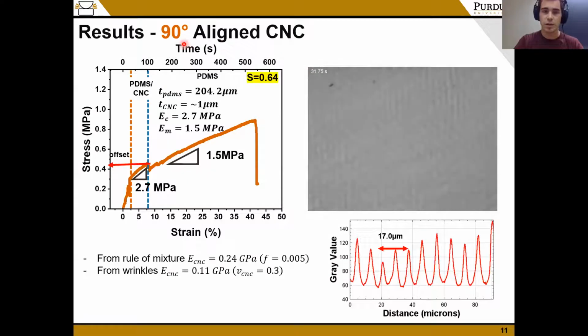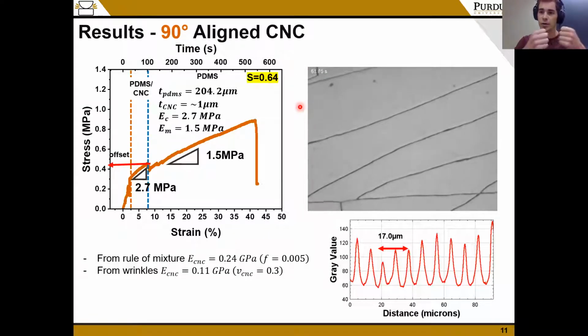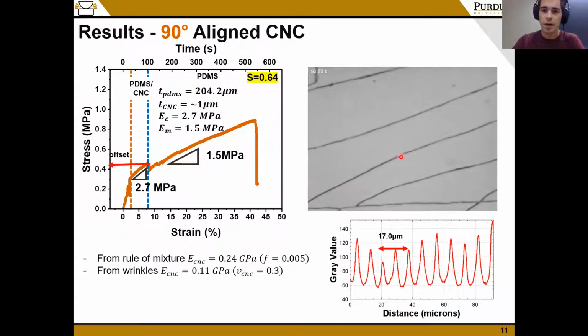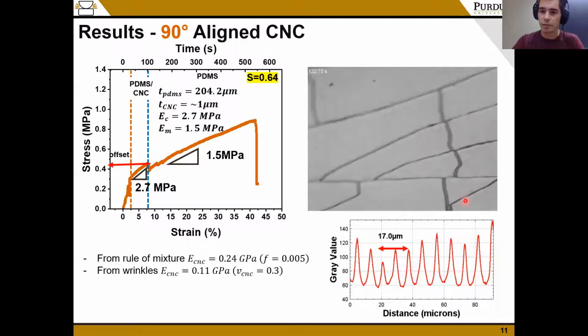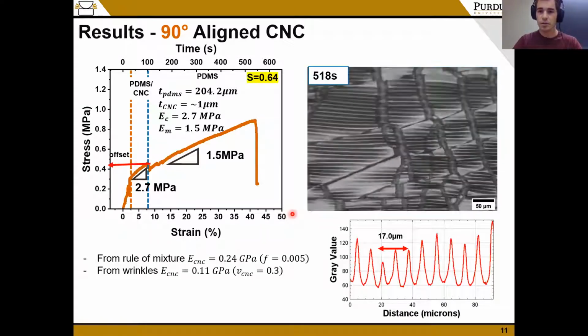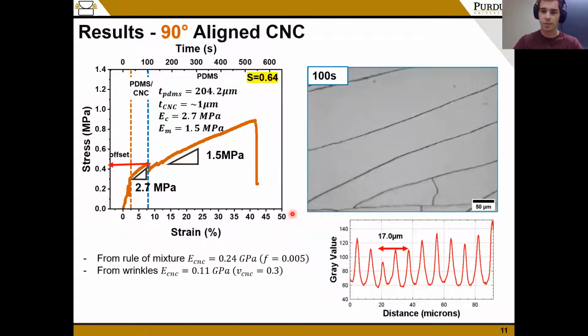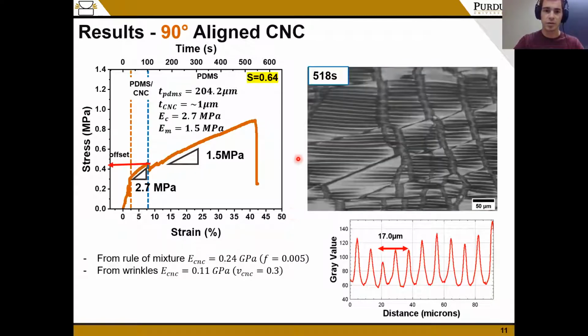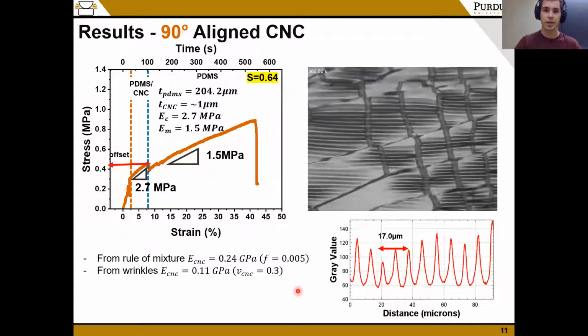This one's oriented at 90 degrees. So we're pulling on those weaker hydrogen bonds here. We should see cracks starting to propagate vertically. Yeah, there's a big one. And so again, if we walk you through these images, we have our first fracture, and then after the film is completely broken down, we can calculate our fracture stress from that, and from wrinkles, and we get moduli of 0.24 gigapascals and 0.11 gigapascals.